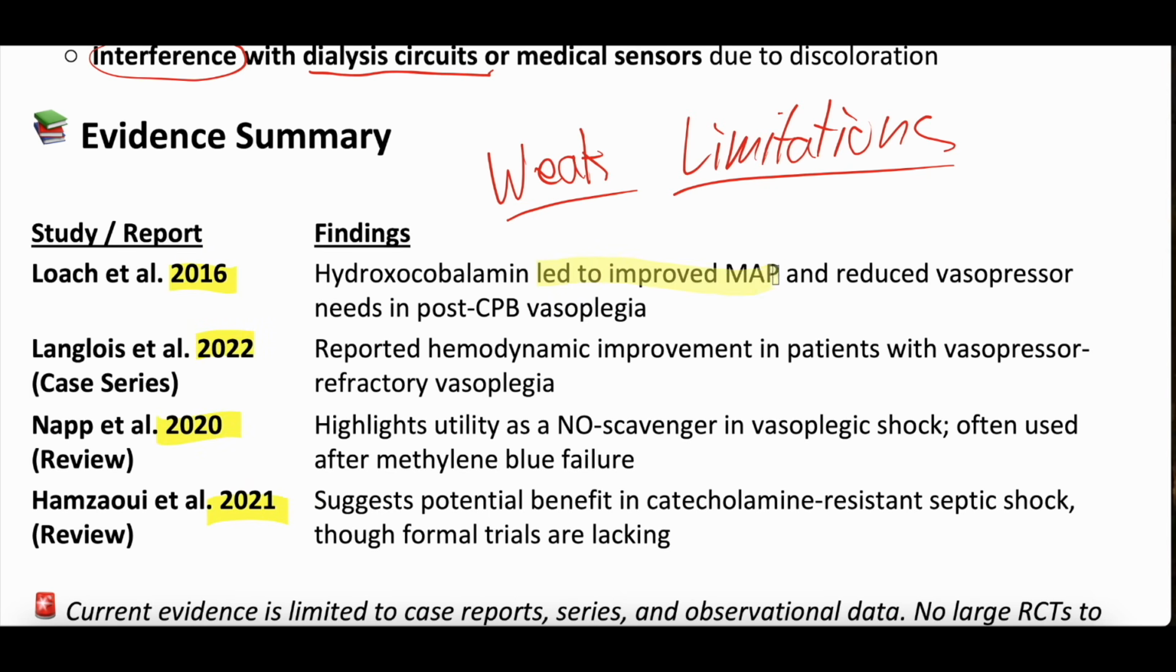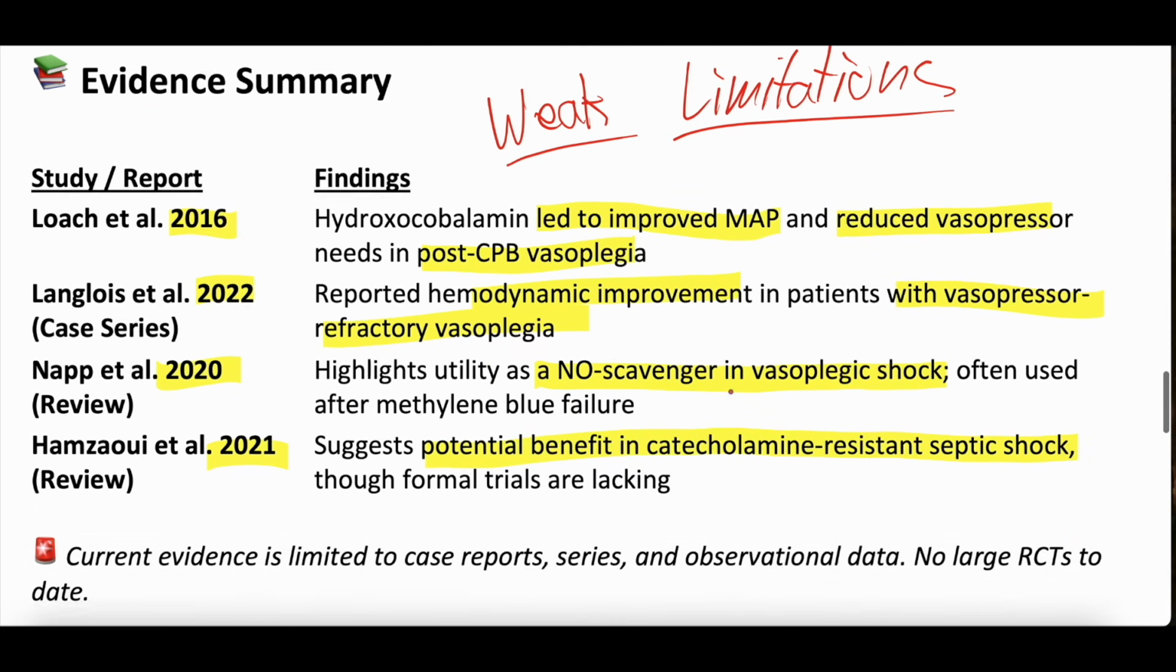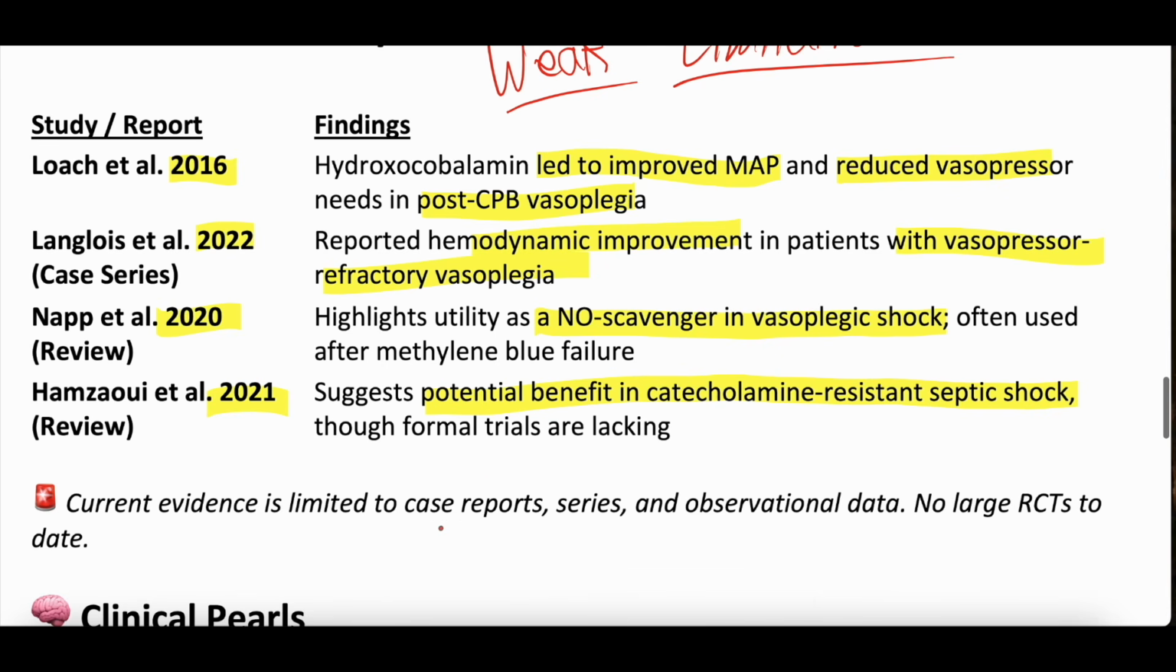And a lot of them show improvement in MAP, reduced vasopressor needs, post-cardiopulmonary bypass vasoplegia, hemodynamic improvement in patients with vasopressor-refractory vasoplegia, nitric oxide scavenging in vasoplegic shock, and potential benefit in catecholamine-resistant septic shock. But all these are small. None of them are RCTs, and none of them are multi-center. A lot of them are case reports, case series, and observational data. So all incredibly limited, and we need really large-scale RCTs to know whether this is truly effective, especially for clinically meaningful outcomes like mortality.